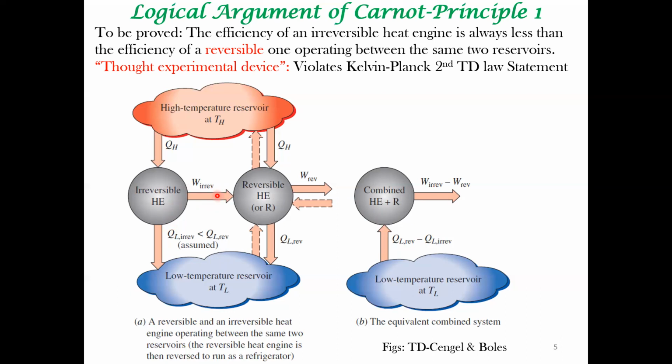This is just a logical argument. Using that, we have demonstrated that the reversible heat engine always has a greater efficiency amongst all possible heat engines. What we are contrasting it against is the irreversible heat engine. Note the efficiency measure of a heat engine: for the same amount of heat transferred from a high temperature reservoir, the efficiency measure is the amount of heat rejected to the low temperature reservoir.